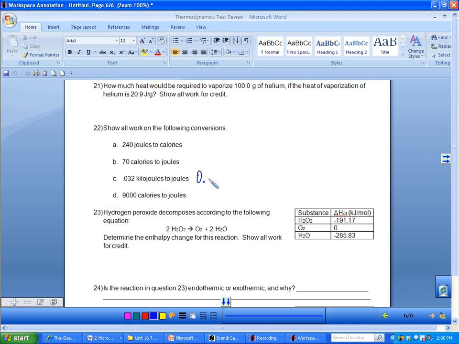All right, 0.032 kilojoules. I want to go to joules. There's 1 kilojoule for every 1,000 joules. So that's going to be 32 joules.